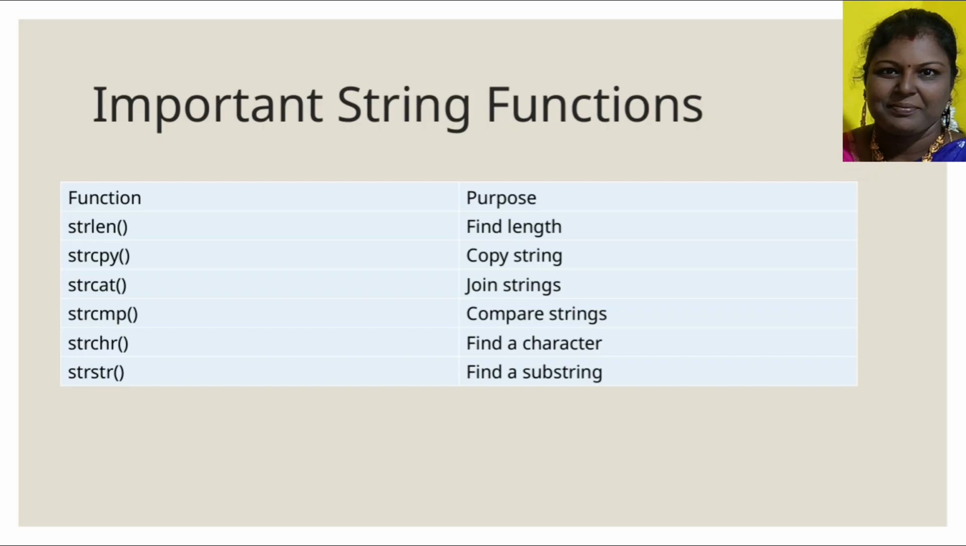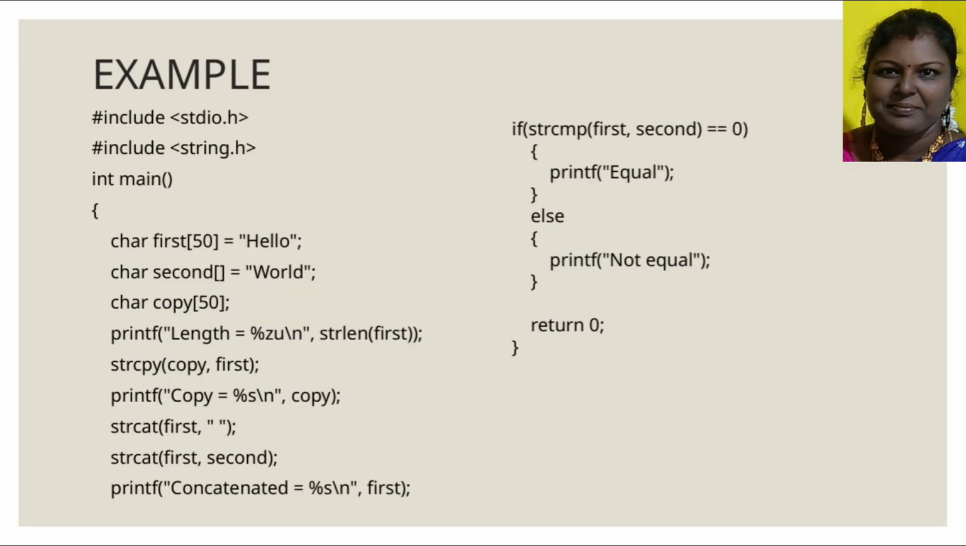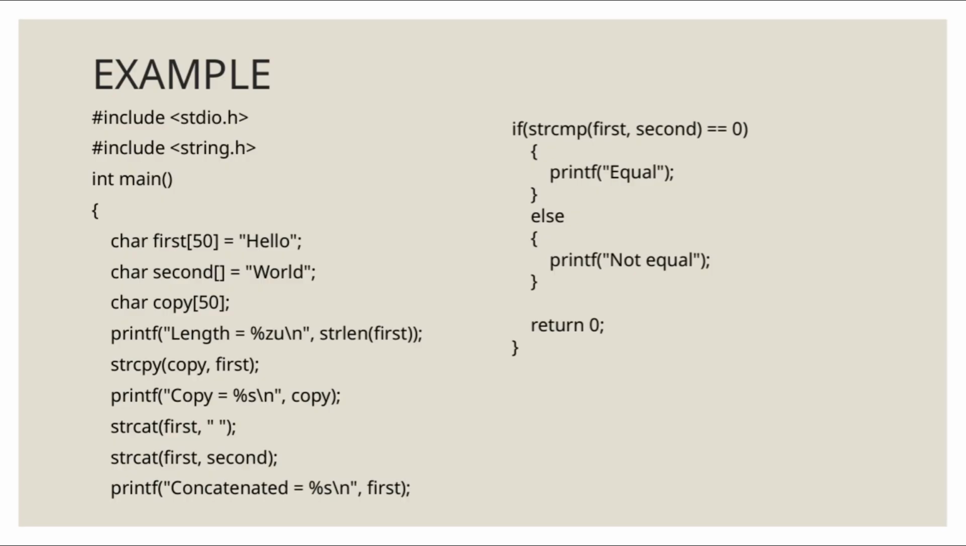These functions form the backbone of string handling. Here, we're looking at a simple C program that compares two strings. It uses the strcmp function. If the strings are the same, it prints equal. Otherwise, it prints not equal. Then, it shows how to find the length of a string, copy one string into another, and finally, concatenate two strings together. This example highlights some basic but essential operations when working with text in C.